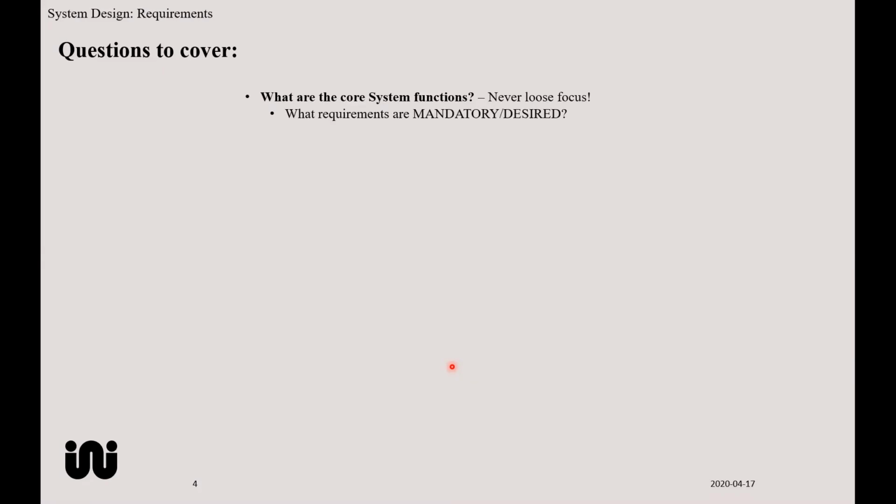It might be very easy to dig down into details of the desired or lower prioritized mandatory things, and they become more and more important over time. But in the end, you spend a lot of power on things that weren't really the core functions of the system. So never ever lose focus on what the system core functions are.